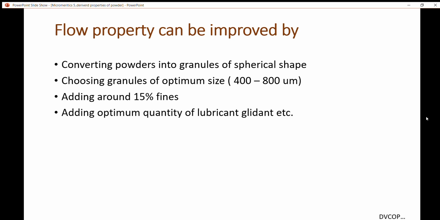The flow property of powder can be improved by converting the powder into granules of a spherical shape, then by choosing granules with an optimum size, that is 400 to 800 micrometer, by adding fines around 15% in a powder blend, and by adding a sufficient quantity of lubricant and glidant into the powder. We can improve the flow property this way.